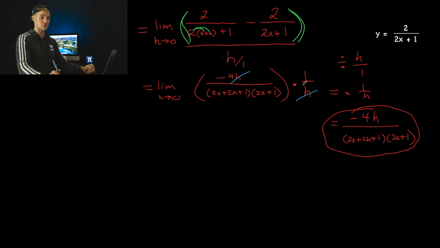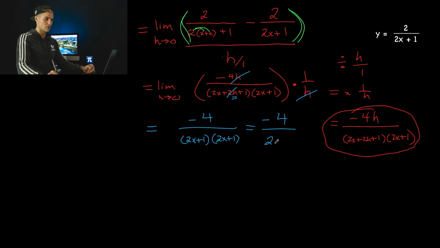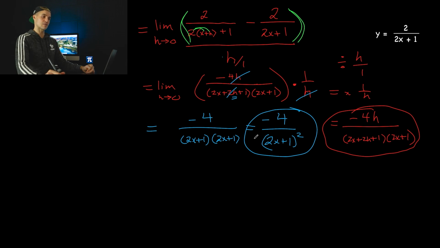And now that the h canceled out in that denominator, we could plug in 0 for the remaining h's, and the only remaining h is this one here. So this expression is going to go away. So we'd end up with negative 4 over 2x plus 1 in this bracket times 2x plus 1. And so we'd end up with negative 4 over 2x plus 1 squared, like that. So that right there is going to end up being the final answer, right? That ends up being the derivative of this function.